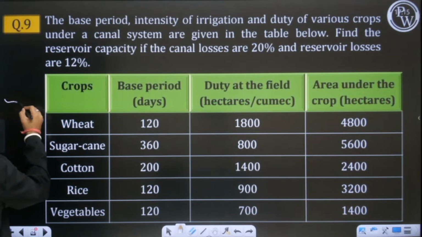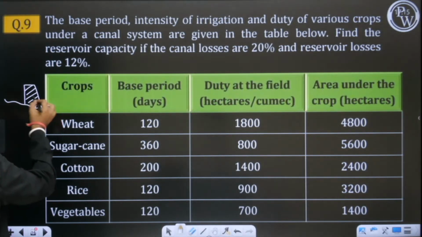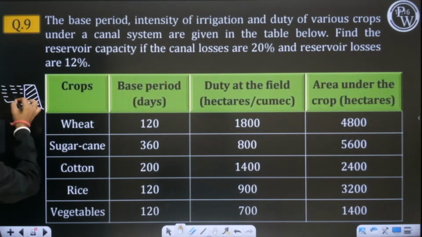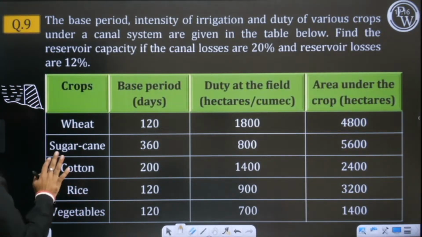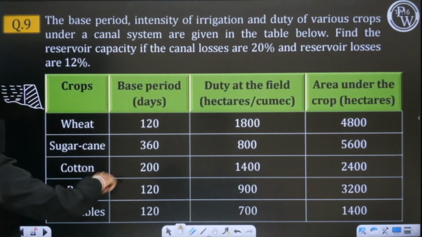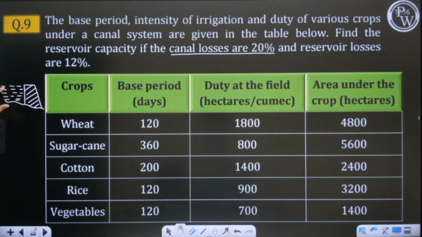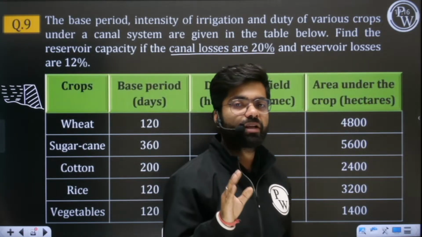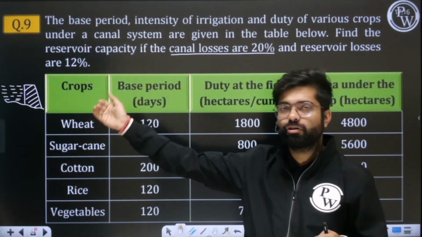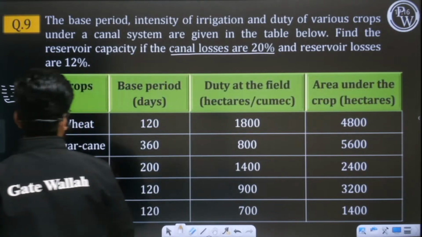Let us say we have a reservoir. Reservoir obviously means we have blocked a river with the help of a huge dam, and behind this dam a huge amount of water has been stored. But this water will be supplied to all these 5 crops. When this water is being supplied, 20% losses are there and reservoir losses are 12%, which means that if you have X amount of water, 12% will be lost when it is stored, in the form of seepage or something. So 12% are your reservoir losses, and 20% water will be lost when it moves from the reservoir to the field. So now, let us evaluate how much water is required in the field first.